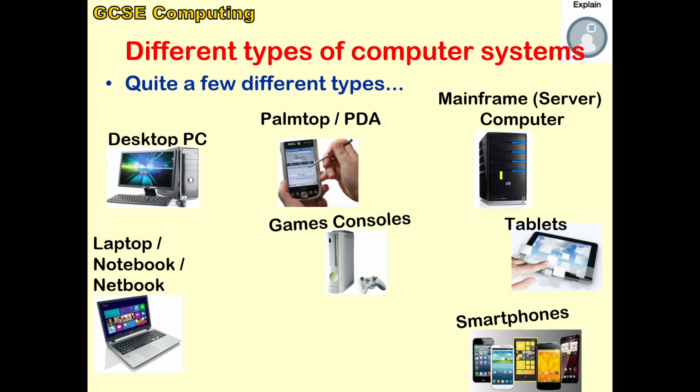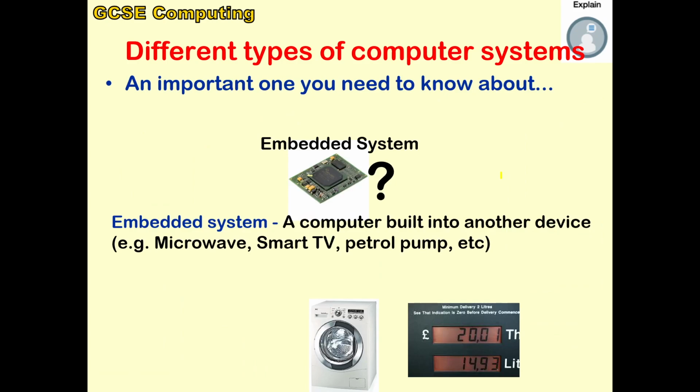Smartphones, computer systems that you have in your pocket for calling, but also can do other things these days like internet and games and things. And then the final type of computer system that we have covered is an embedded device or embedded system. So what is that? That is a computer that is built into another device, such as a microwave. Your default response should be microwave for this. Microwave, smart TVs, smart watches, anything where there is a computer built into another device, is an embedded system.